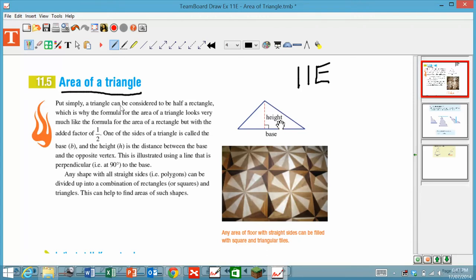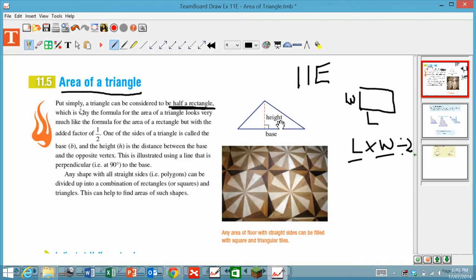Okay, put simply, a triangle can be considered to be half a rectangle. So if we're going to find the area of a rectangle, what are we doing? If we do that as width and that as length, we are doing length times width. If we've got half a rectangle, then we divide that by 2. That's basically what we're doing here, but we don't call the parts of a triangle length and width. That's the only thing.